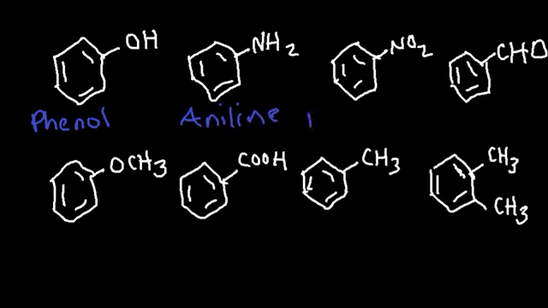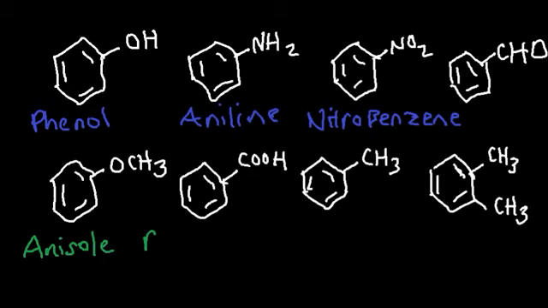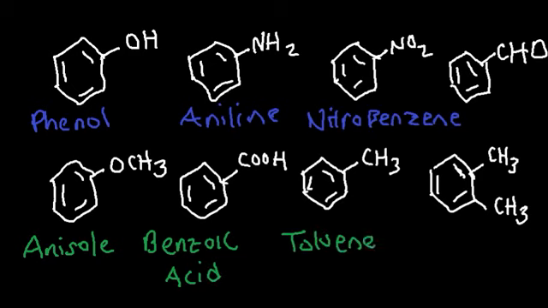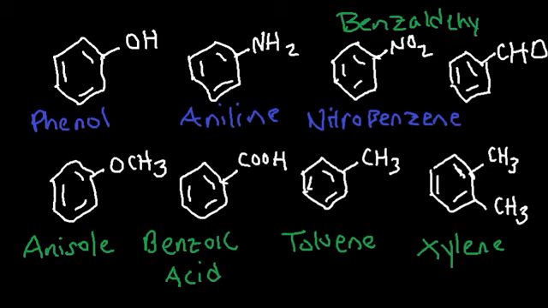This one is simply nitrobenzene. And the next one is benzaldehyde, which I don't really have space to write there. This is called anisole. The next one is benzoic acid. And then you have toluene. And when you have two methyl groups, it's called xylene. Let me see if I can fit benzaldehyde here. Okay, so I'm going to use these names throughout the video, so feel free to rewind the video if you're wondering, hey, where did that come from?